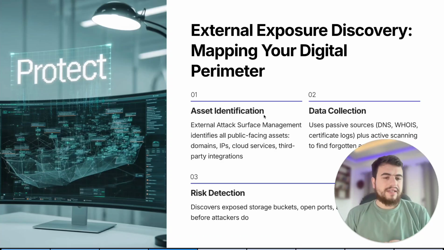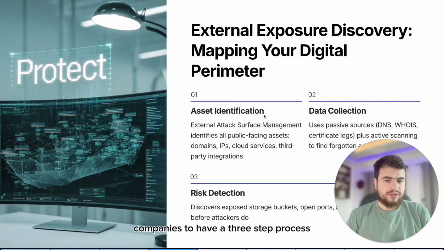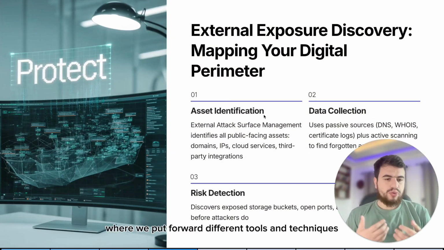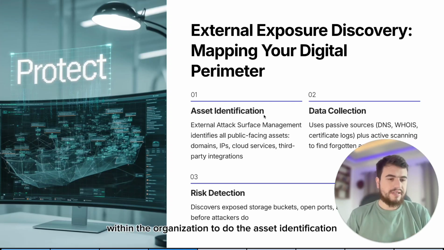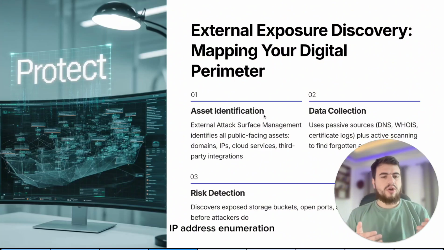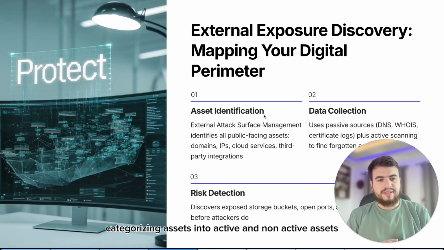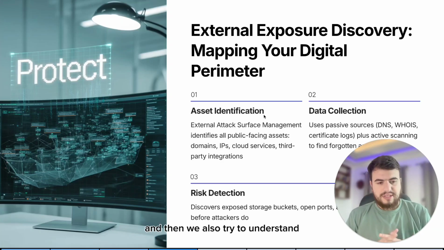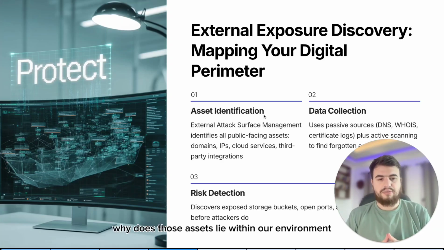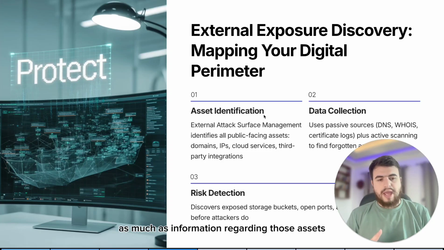The way attack surface management deals with this is it encourages companies to have a three-step process, where we put forward different tools and techniques within the organization to do the asset identification. This includes subdomain enumeration, IP address enumeration, enumeration of existing employees, and categorizing assets into active and non-active assets. And then we also try to understand why those assets lie within our environment. What's the business context of those assets? We try to collect as much information as possible regarding those assets.